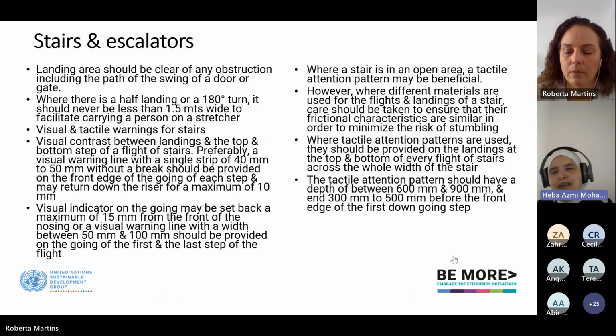The tactile attention pattern would have a depth of between 600 and 900 millimeters, and 300 millimeters to 500 millimeters before the front edge of the first downgoing step. This is very important because if the raised marking is very high, it can cause tripping. And if the raised marking is very low, it's not going to be detected either by the person walking or by his or her white cane. Next slide, please.